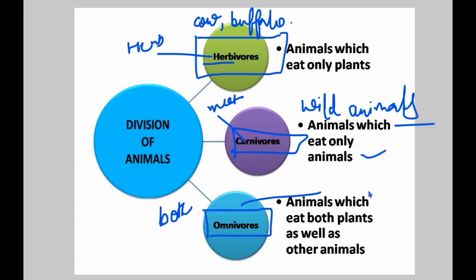कौन सा एनिमल आता है? Omnivores में, and not about animals, humans are the omnivores. humans omnivores होते हैं. ठीक है. और कौन होता है? Just think it and comment me down a few more examples of omnivores अगर आपको पता है तो.